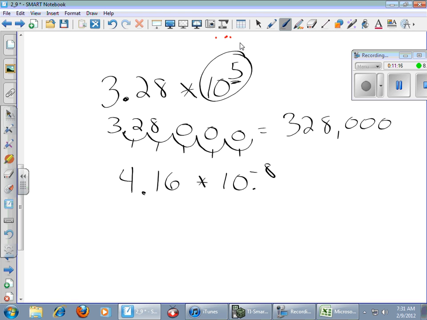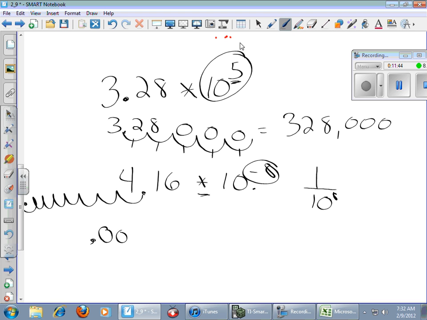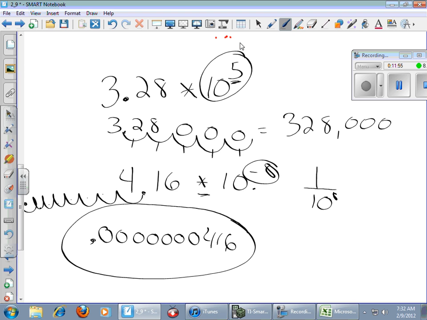Now with this one, I'm not multiplying by 10. I know it says multiply here, but when I'm multiplying by a negative exponent, it's like multiplying by 1 over 10, or in other words, dividing by 10. So when I divide by 10, my decimal is going to get smaller. So it's going to go 1, 2, 3, 4, 5, 6, 7, 8. So all these guys get filled in with zeros. 0.00000416. And there you go. All right.